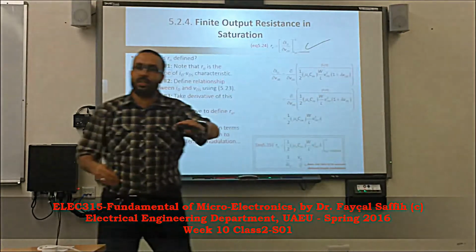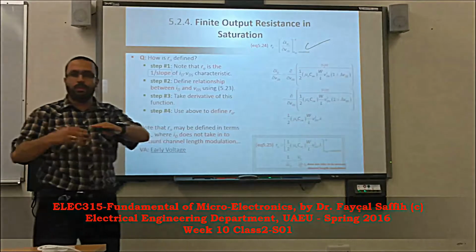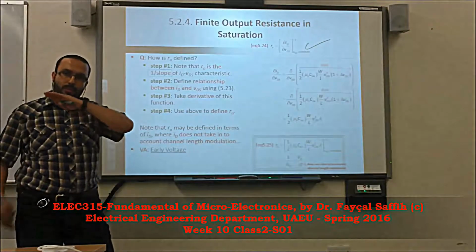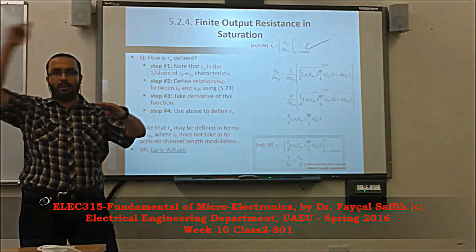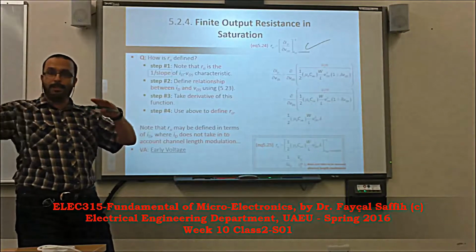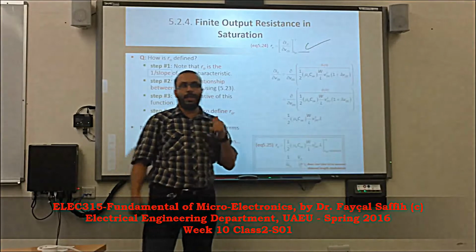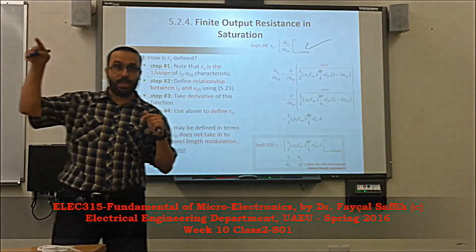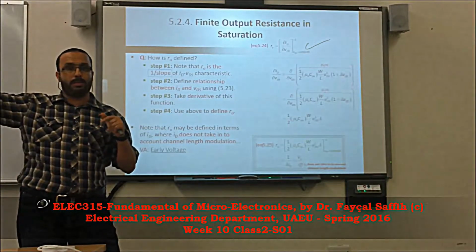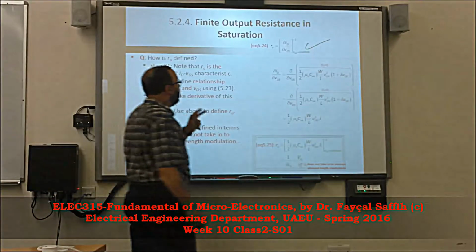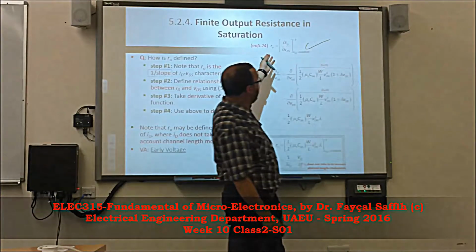We have to keep VGS constant because we don't want to jump between the graphs. We have to be in the same graph, the graph of ID versus VDS, okay? We should not jump between graphs. And that was solved in the last example. If you remember, when VGS changed, the saturation current also changed. So we keep that constant.